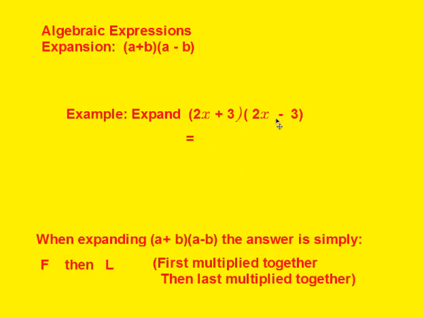And lastly, a little bit harder. Sum and the difference of the same terms. So the shortcut is first times the first, 2x times 2x. 2 times 2 is 4, x times x is x squared. Last times the last, positive 3 times negative 3 is negative 9, or subtract 9.